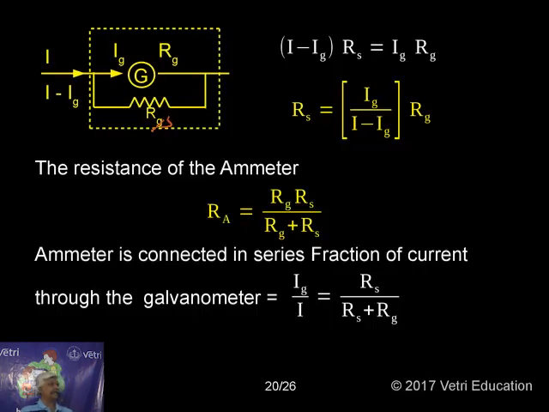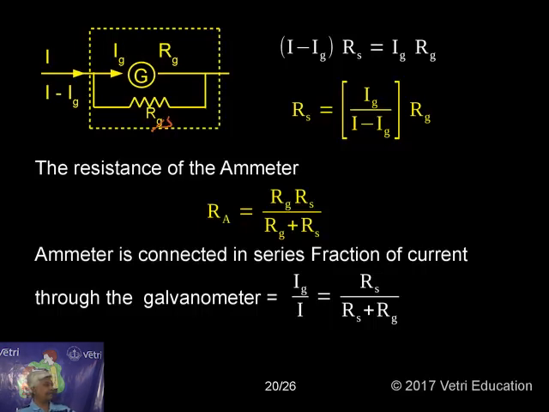The resistance of the ammeter: because both resistors are parallel, 1 by R is equal to 1 by Rg plus 1 by Rs. That is what we have to think about. The ammeter is connected in series. So the moving coil galvanometer with a low resistance connected in parallel becomes an ammeter. This ammeter should be connected in series in any circuit to measure the current flowing through it. Because inside it the resistor is parallel, the entire instrument should be connected in series.